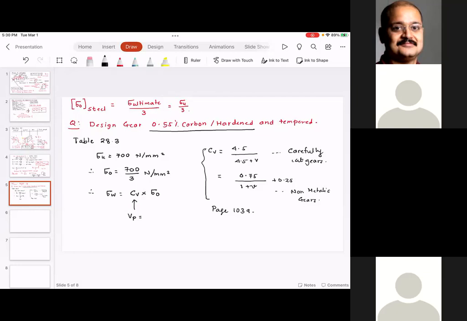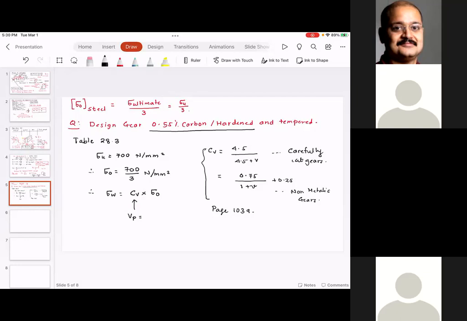Okay, I didn't understand. You're referring to the homework. Oh yeah, that is where you will use CV for non-metallic gears for that material. Or if you have a plastic or a nylon, then you will use CV for non-metallic gears. Okay. All right.